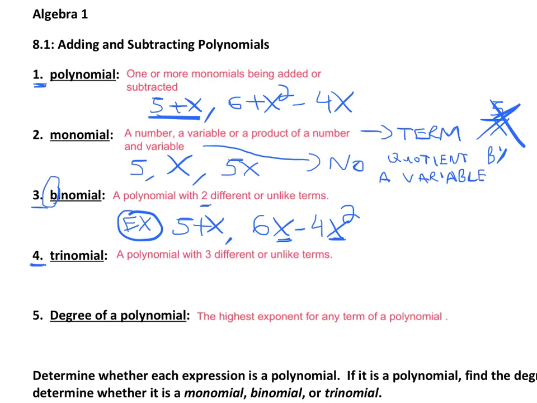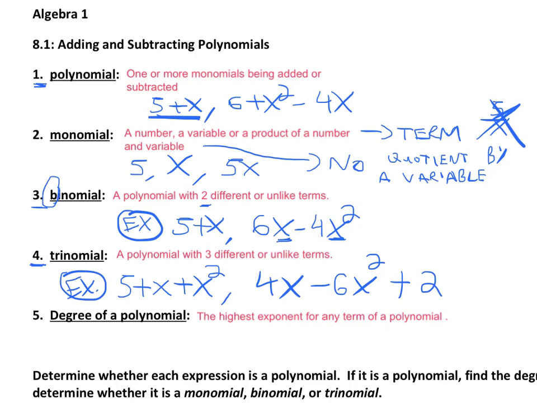Well, trinomial is real easy. Tri means 3, so it's a polynomial with 3 different or unlike terms, and we can come up with infinitely many examples. I could say 5 plus x plus x squared. Those are all unlike terms, and there's 3 of them. I can have 4x minus 6x squared plus 24. Okay, those are all 3 unlike terms, so they're a trinomial. So if you ever hear me saying binomial or trinomial, you know what I mean. It's just how many terms are in the polynomial.